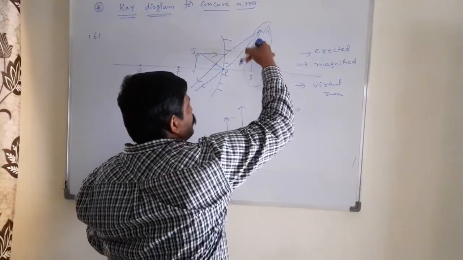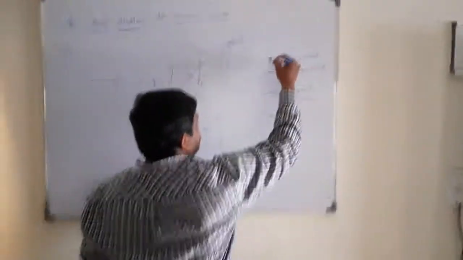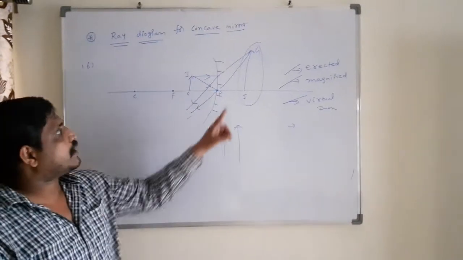This image is called virtual image, magnified image, erected image. So that's why this can be an erected image.